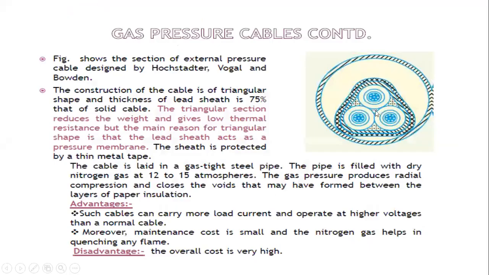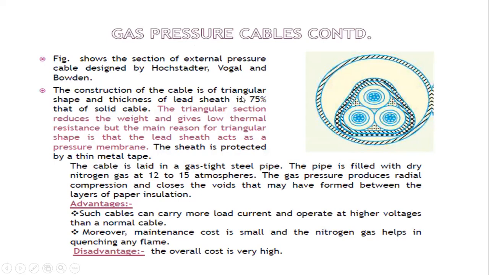This is the gas pressure cable and this is the constructional diagram for the gas pressure cable. This is the gas tube. This tube consists entirely of gas. The figure shows the section of the external pressure cable. This pressure cable was designed by the scientists Hochstadter, Vogel and Bowden.